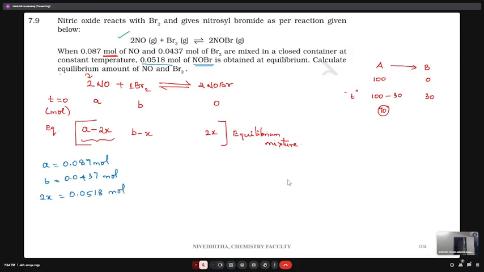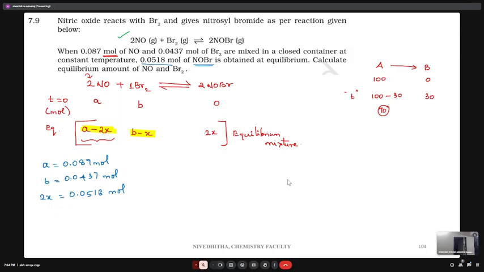And what is the question? They're asking us to calculate the equilibrium amount of NO and Br2, which means they're asking us to calculate A minus 2x and B minus x. So we know the values of A and B, but we don't know the value of x, right? But we can calculate the value of x because the 2x value is given. Now calculate the value of x, and from that value of x, please calculate the equilibrium amount of nitric oxide and Br2.